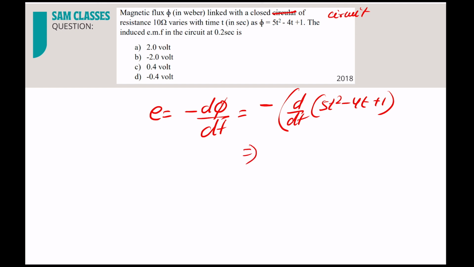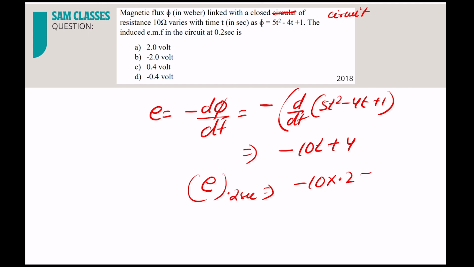Correct. So what you will get here? Minus 10t plus 4. Correct. They're asking the EMF at 0.2 seconds. Put t equal to 0.2. So minus 10 into 0.2 plus 4. So minus 2 plus 4, that is equal to what? 2 volt. That's it. So very simple question.